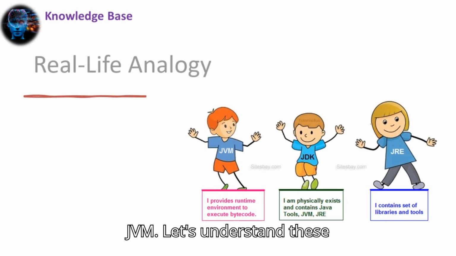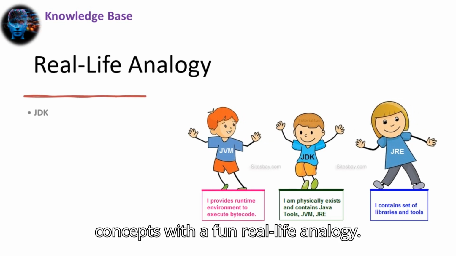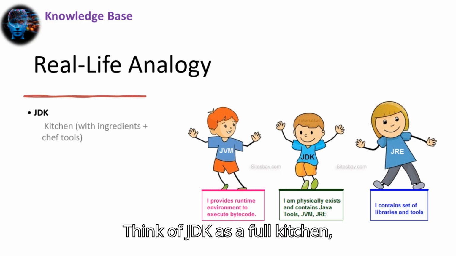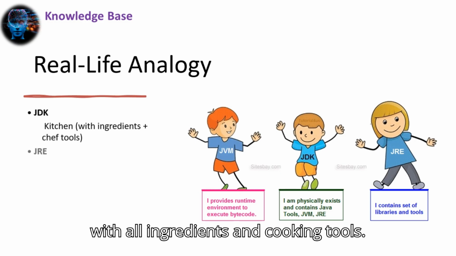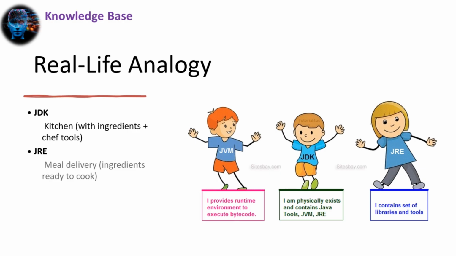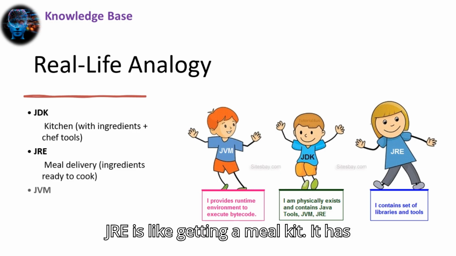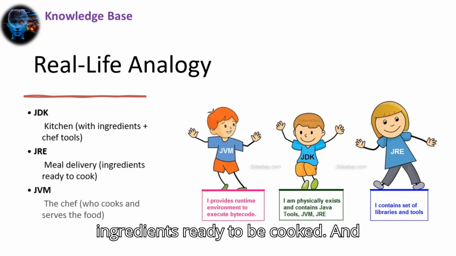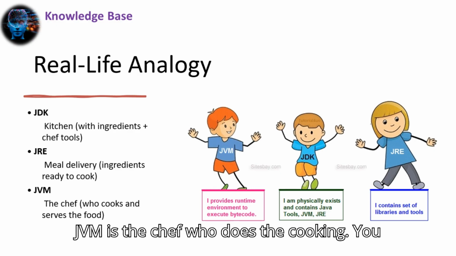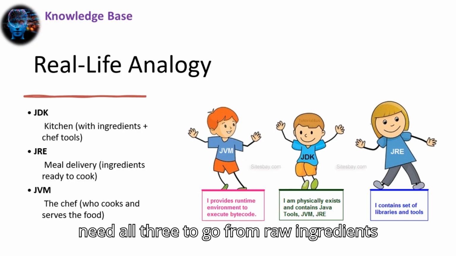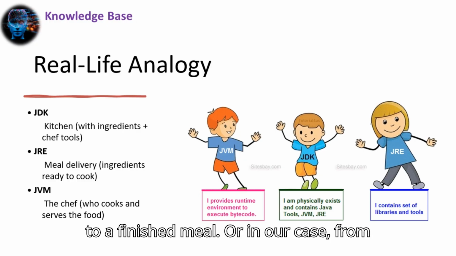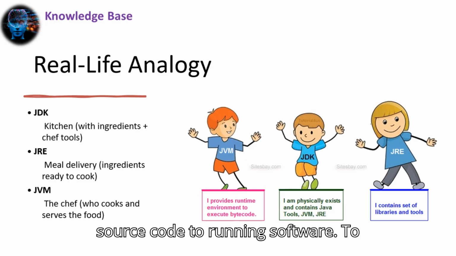Let's understand these concepts with a fun real-life analogy. Think of JDK as a full kitchen, with all ingredients and cooking tools. JRE is like getting a meal kit. It has ingredients ready to be cooked. And JVM is the chef who does the cooking. You need all three to go from raw ingredients to a finished meal. Or in our case, from source code to running software.